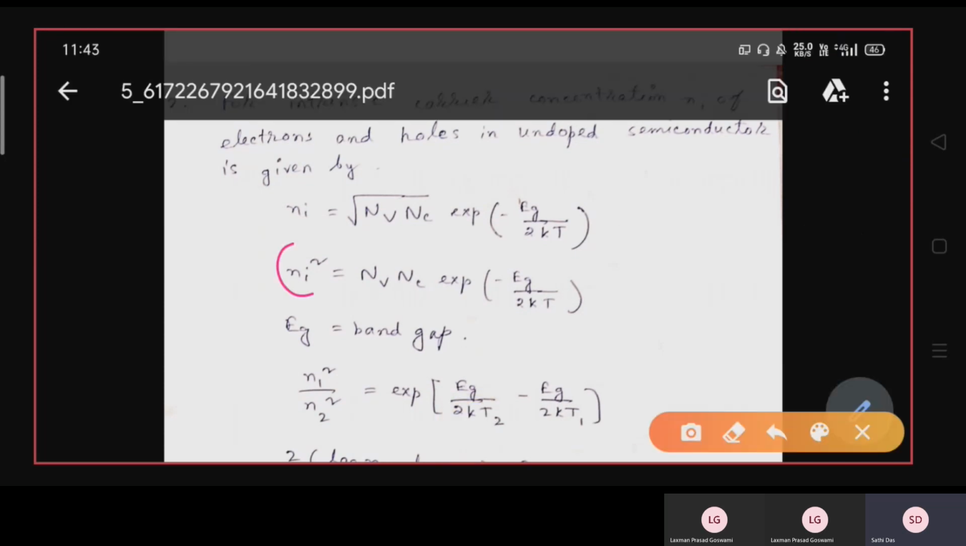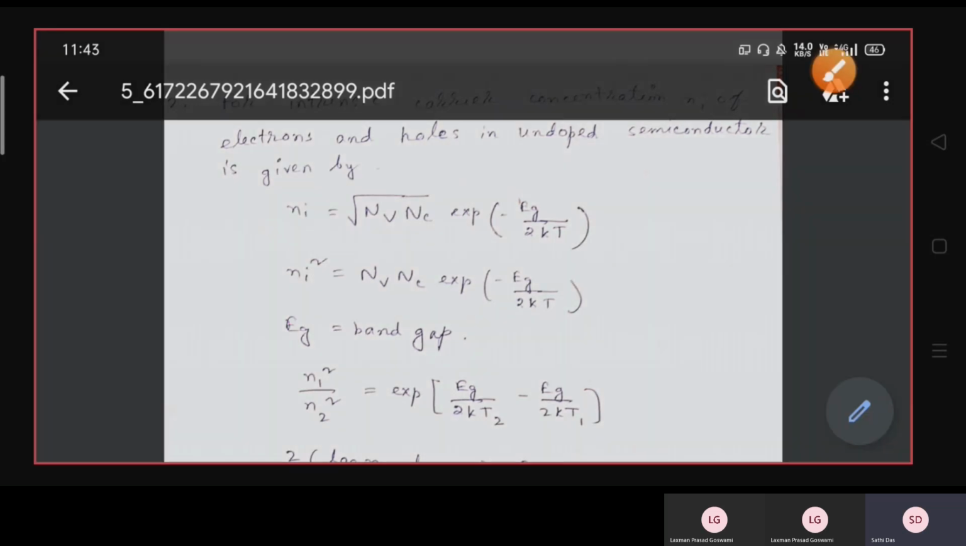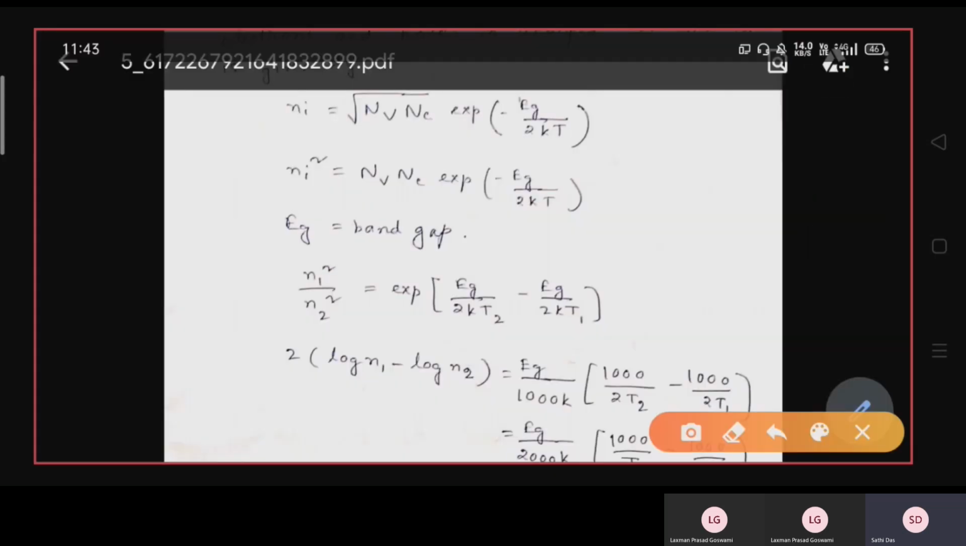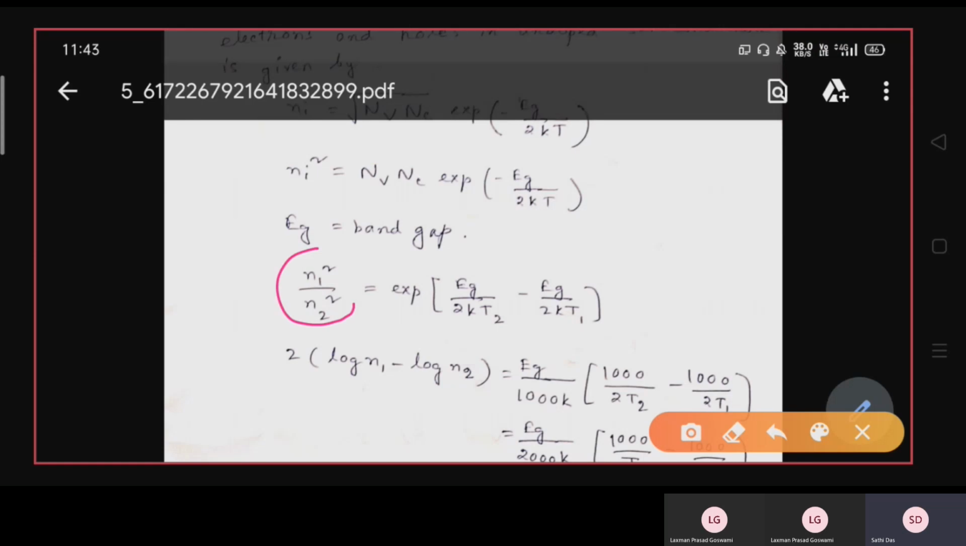So take this as a square: n square equals Ni square equals Nv Nc exponential of minus Eg divided by twice kT, where Eg is the band gap which we wish to find. Now suppose we are taking two different carrier concentrations. One will be n1 for the temperature T1, another is n2 for the temperature T2 for that same semiconductor.